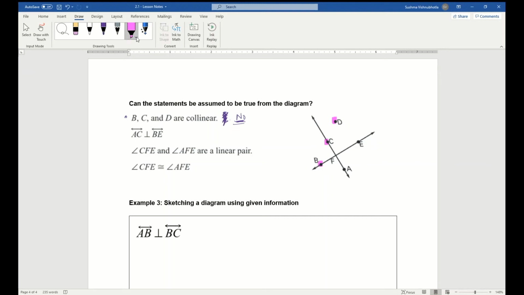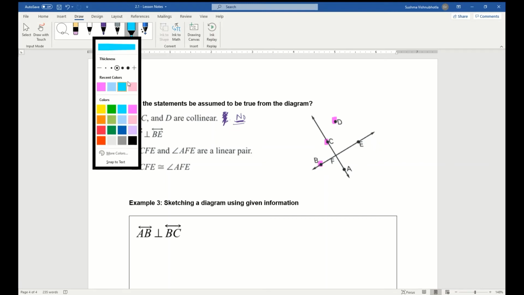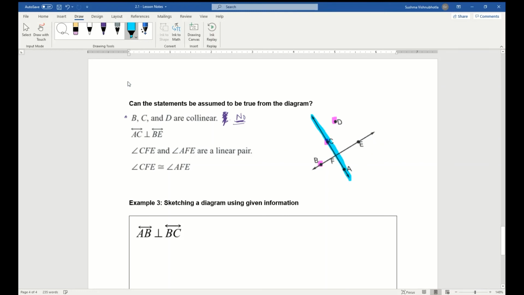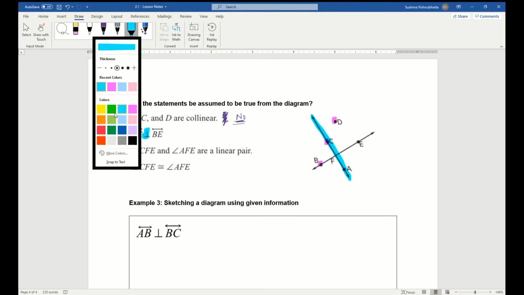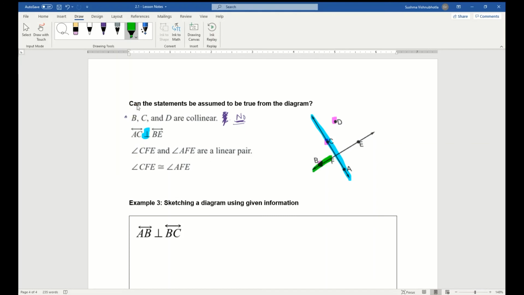Line AC, again, this means perpendicular, or will cross BE at 90 degrees. No, I cannot make that assumption because I don't have the symbol, or there's nothing in the diagram that tells me that they cross at 90 degrees.